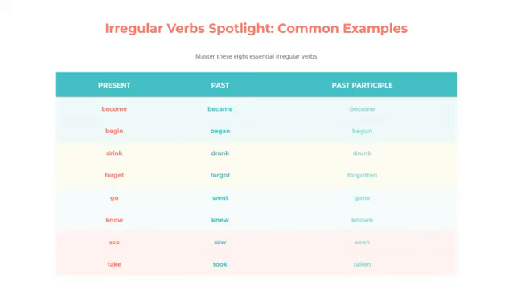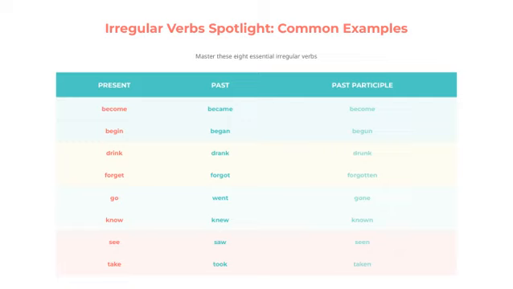Now, let's take a closer look at some common irregular verbs. These are essential because they often come up in everyday conversations and writing. Mastering these 8 verbs will really boost your confidence. First, we have become. The present is become, but the past is became, and the past participle is also become. Notice how it doesn't follow the regular pattern of just adding ed.